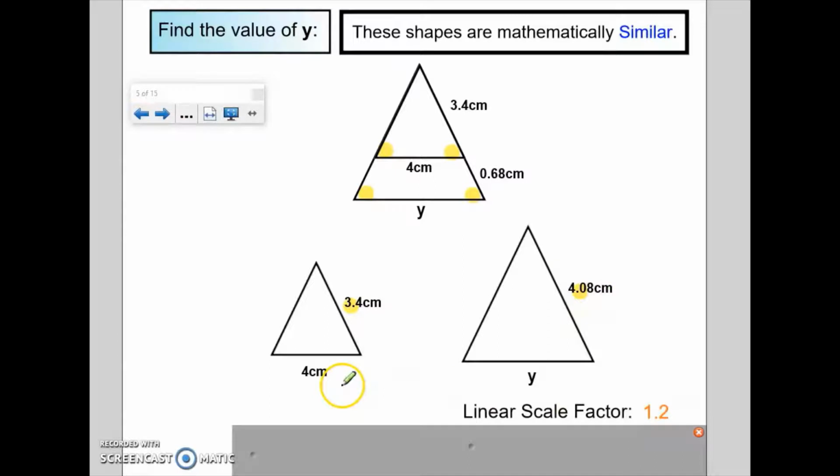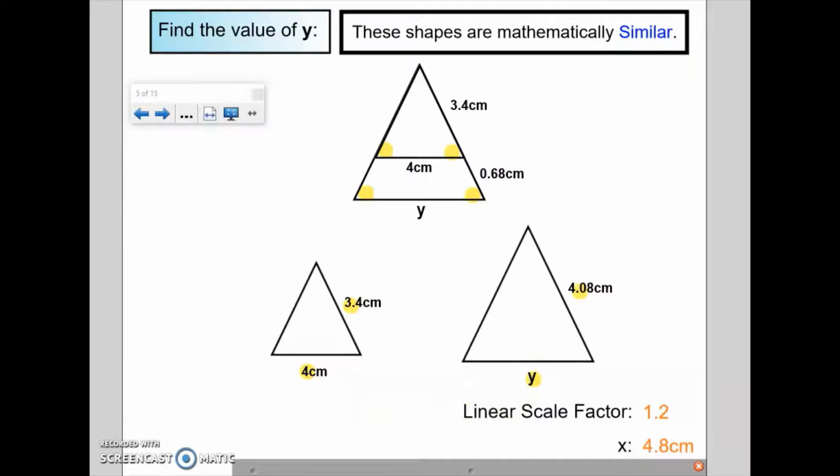So now I can go ahead and find the solution for y, the length of y. The letter is now on our larger shape, or enlarged shape. So I'm going to take 4, multiply it by the scale factor of 1.2 to tell me that the value of y is 4.8 centimeters.